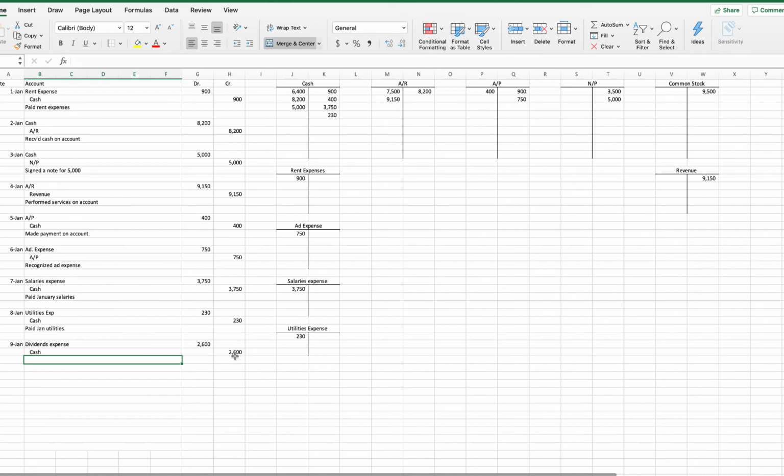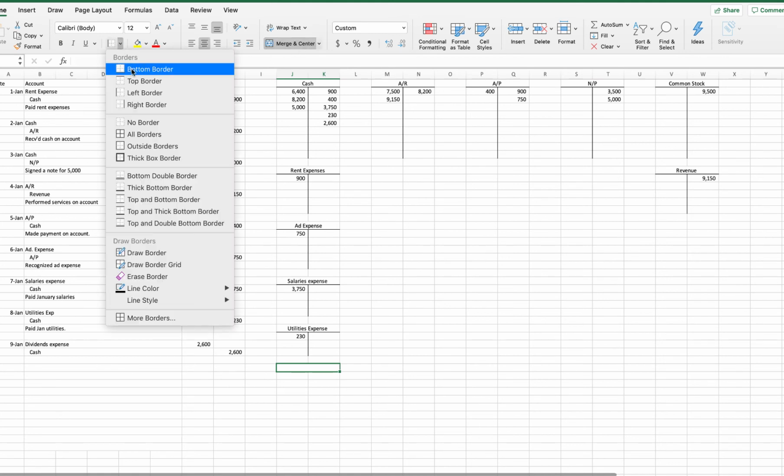I'm going to do cash first because, well, that's easy for me. I see that I have a credit to cash in the journal entry. So I'm going to post it to the ledger. I'm going to post it to the T account. Credit for $2,600. I'm going to do the same thing for dividends expense. Don't have a T account yet for dividends expense, so I'm going to go ahead and create one.